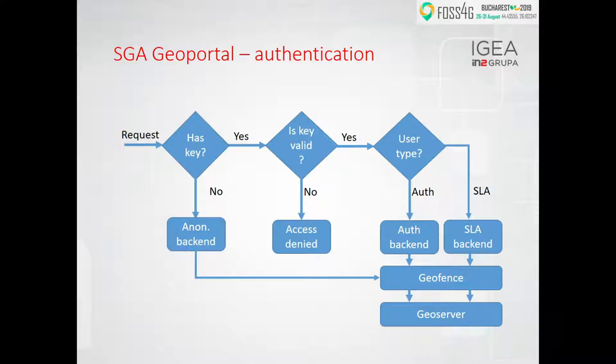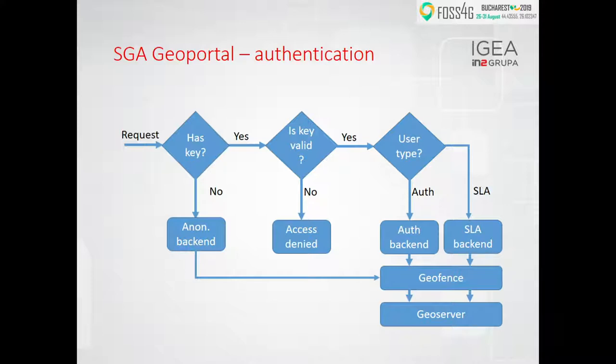If there is a key, we check if it is valid. If it's valid, then we check what is the type of the user from the database. So we know if it's authenticated or if it's a service level agreement user. And based on this, we decide what backend will be used to serve this user.